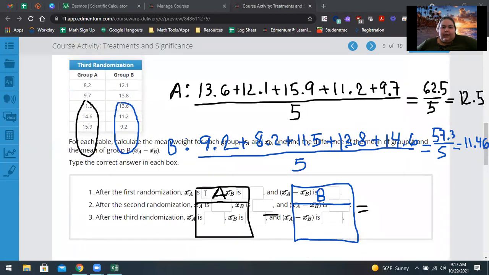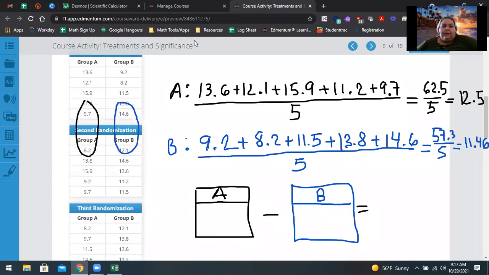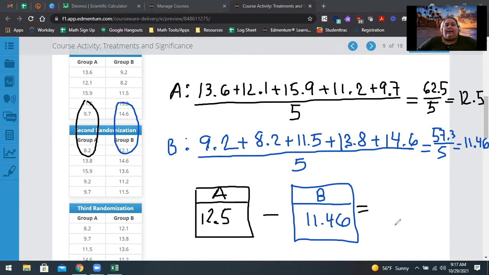Now, those are the 2 values that you're gonna enter down below here. I know I have it blocked, but under X bar of A, it's gonna be 12.5, and X bar of B is 11.46. Now for the third box, on that first line, it's asking you to subtract the mean weights, A minus B. So that's why I have this little setup down here below. For A, we got 12.5, so right here we put 12.5. And for B, we have 11.46. And again, it's always gonna be A minus B.